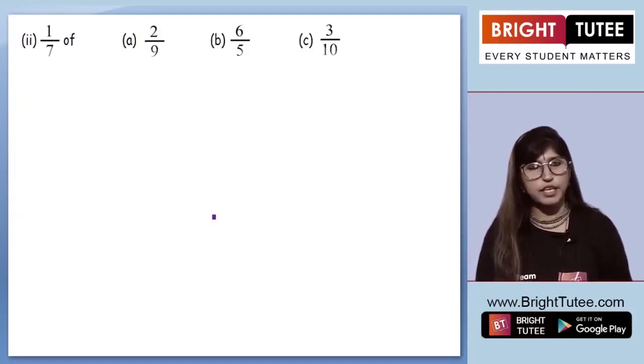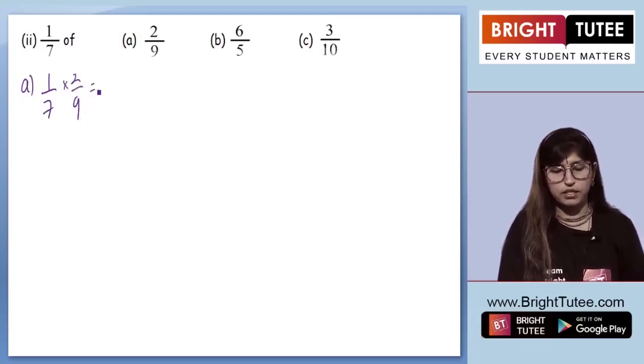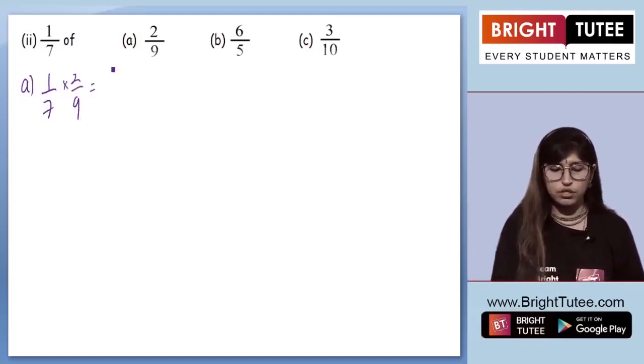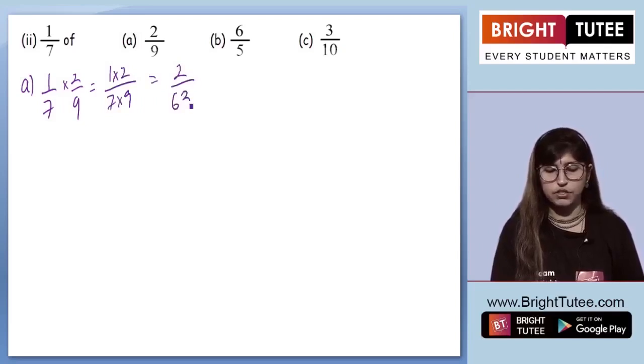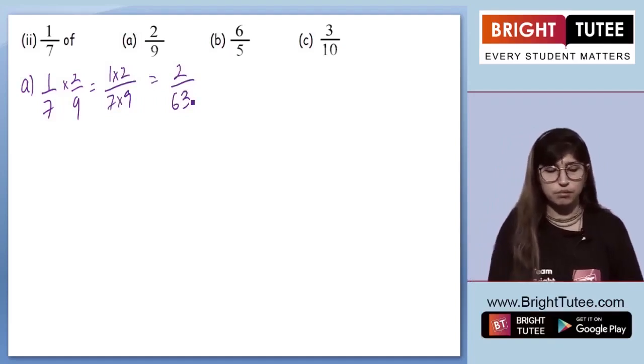Now let's move on to the second part of it. Now A part says 1 by 7 of 2 by 9. Since we cannot cancel anything out, we'll be writing down the product of numerators and denominators. So we'll be getting 2 by 63. Now this is a proper fraction, so we're moving on to B part.